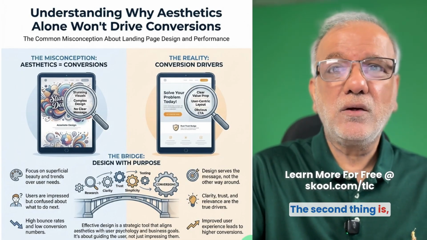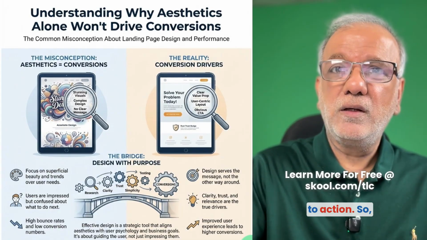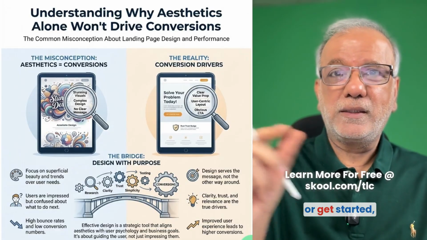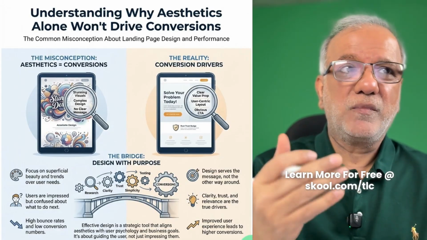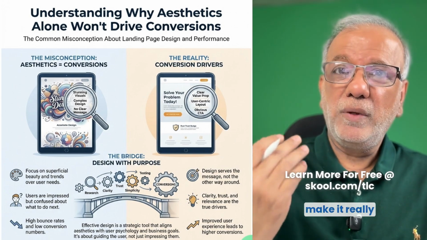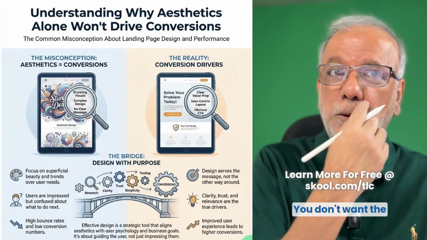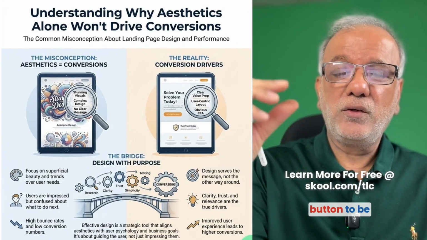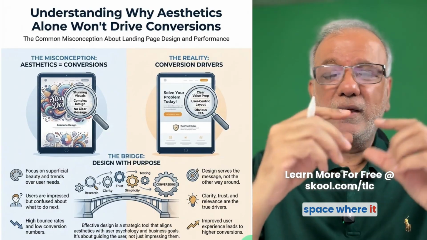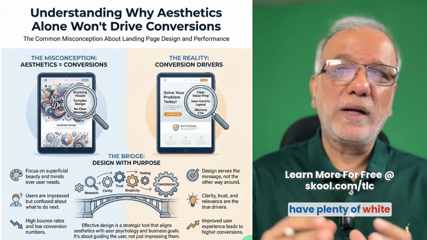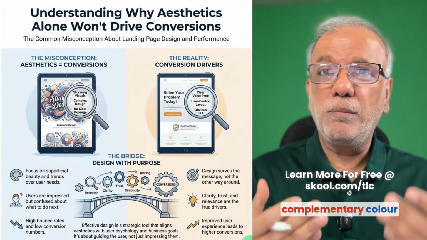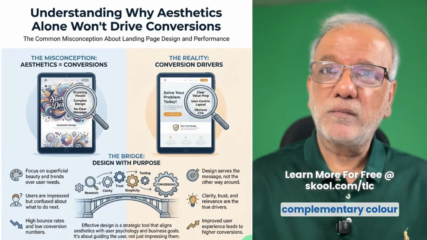The second thing is optimize your call to action. So the button which says, get your free ebook or get started, download my ebook, book a free consultation or something like that. Make it really prominent. You don't want the button to be in such a cluttered space where it doesn't stand out. So have plenty of white spaces around it so it stands out, and in a complementary color as well.